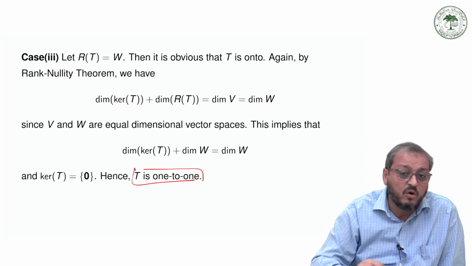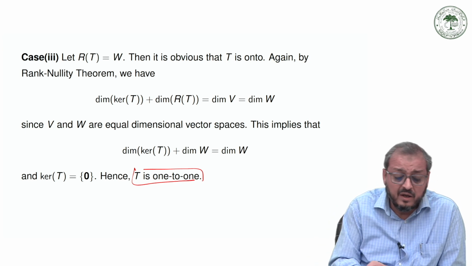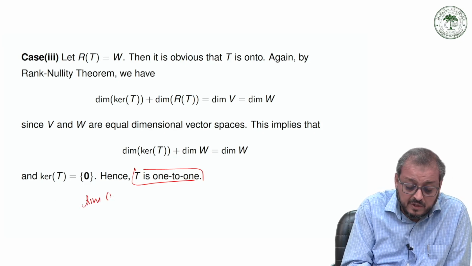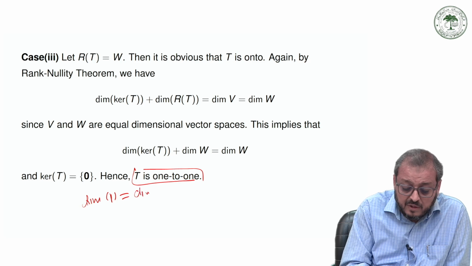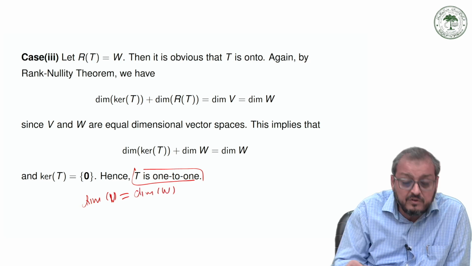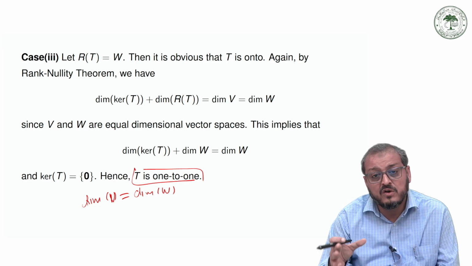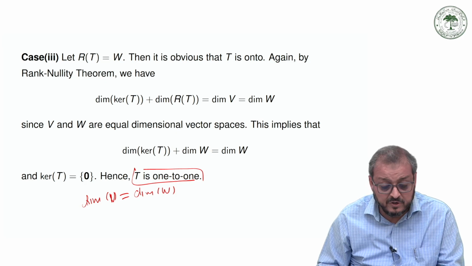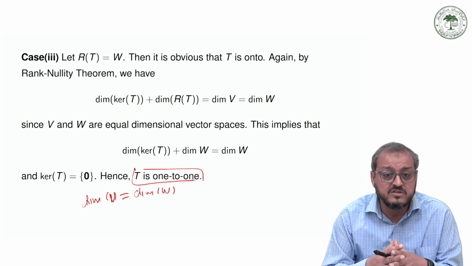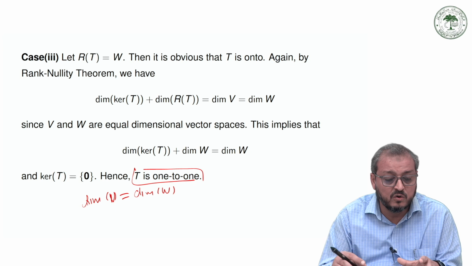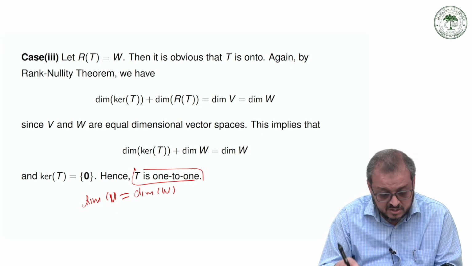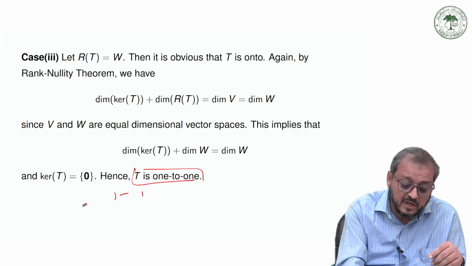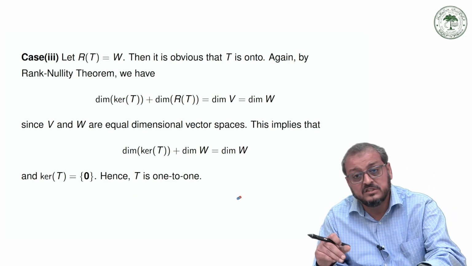So in all the cases we have to prove that T is one-to-one. This is a very important result: if the dimensions of V and W are the same, and if T is one-to-one, then T is also onto. If T is onto, then T is also one-to-one. So if we have any problem, we can easily check whether T is one-to-one and onto by using this theorem as an application. This theorem is very important.